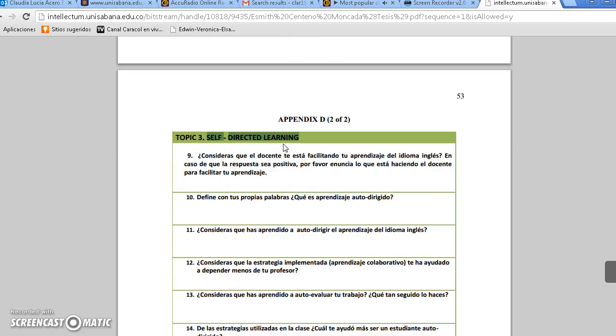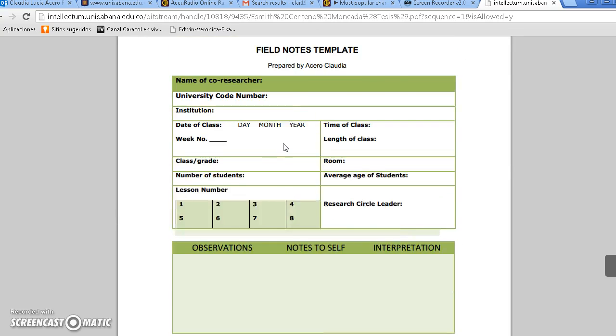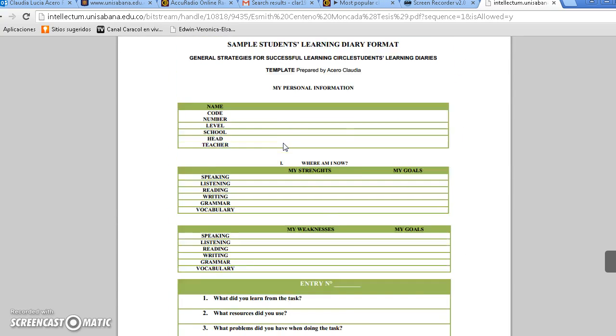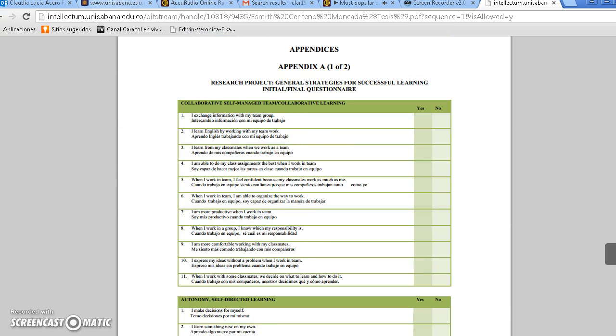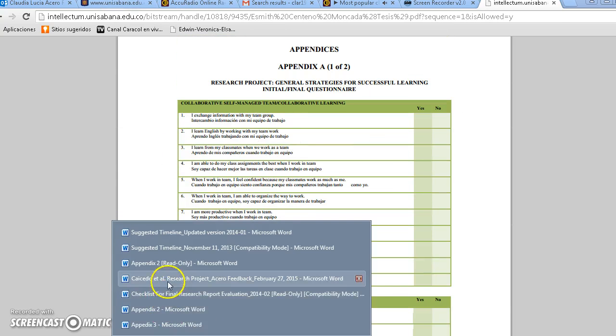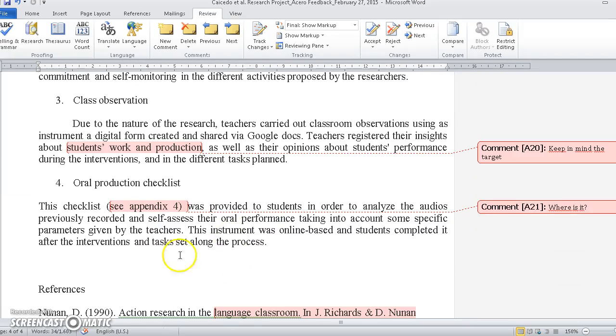So this is something that is called triangulation, because we can see that the instruments are actually asking for the same information we actually need. So I would like to see that the class observation protocol is actually observing what you have to observe, because if you are going to observe discipline or something like that, it won't be valid.